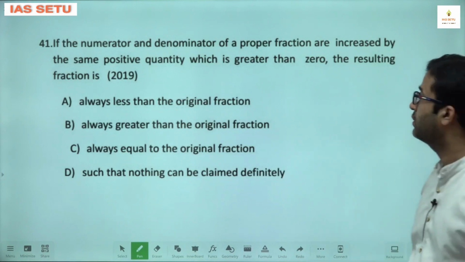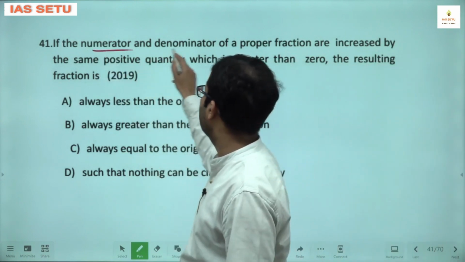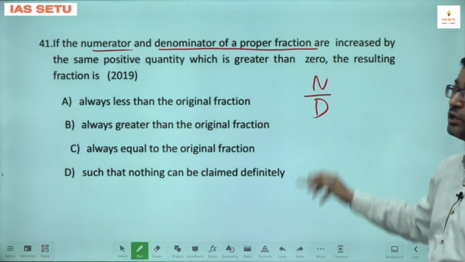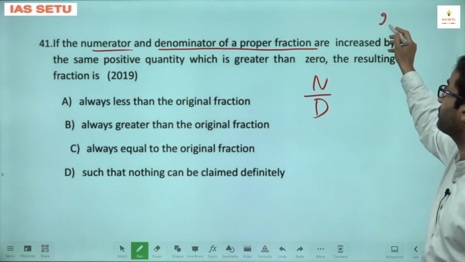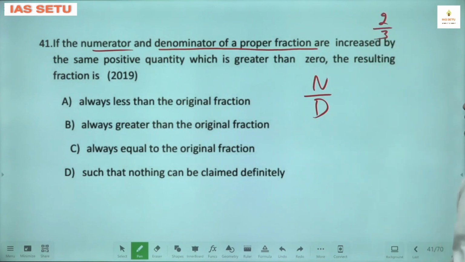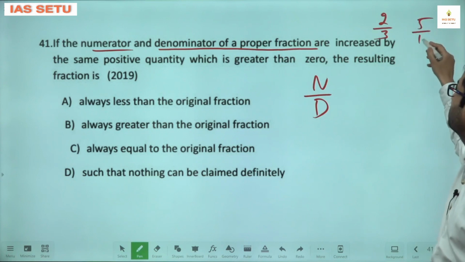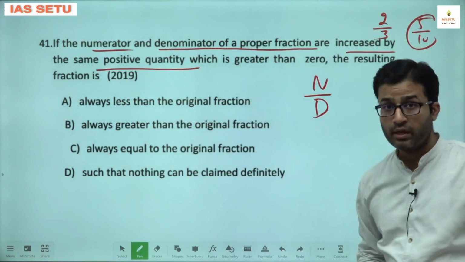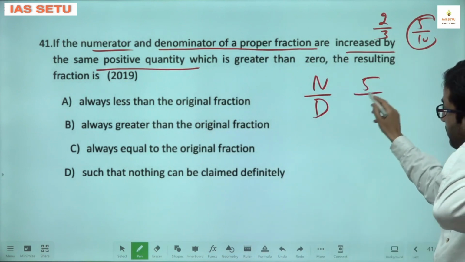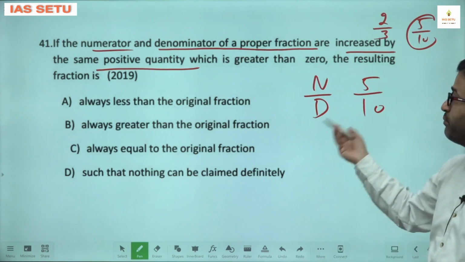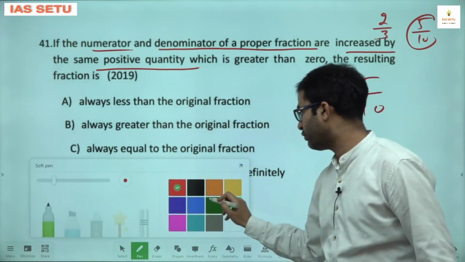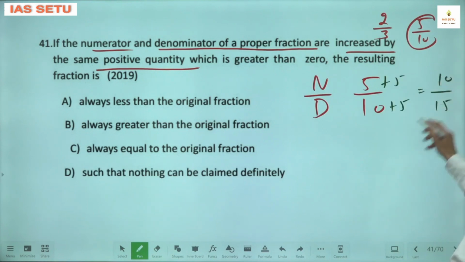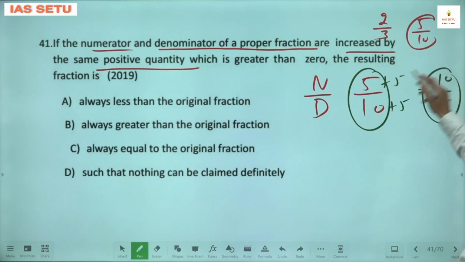Question number 41. If the numerator and denominator are of a proper fraction. You already know a proper fraction is where the numerator is less than the denominator, like 2 by 3, like 5 by 10. Are increased by the same positive quantity. Assumption, I assume this fraction is 5 by 10. Same positive value I increase. So what I do, I add 5 here, I add 5 here. So the new fraction will be 10 by 15. Old fraction 5 by 10, new fraction 10 by 15.